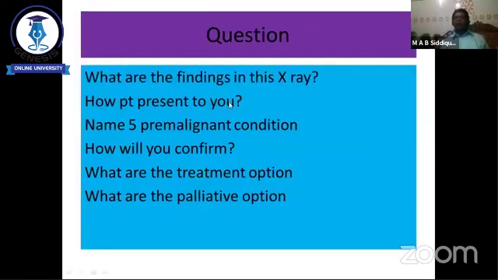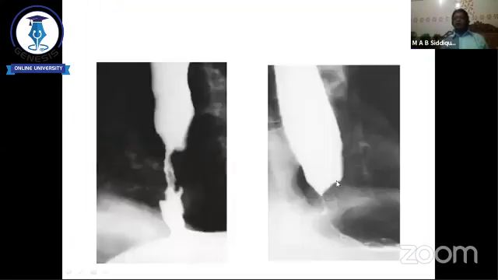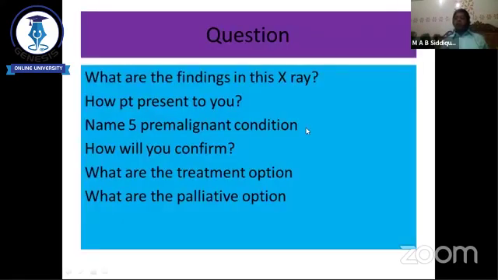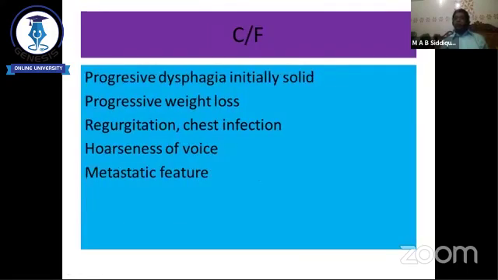So what are the findings of this X-ray? There is a distended esophagus with an irregular narrow margin on one side. And in this X-ray there is a shouldering effect, and also the apple core appearance, irregular filling defect. So these are the radiological findings of carcinoma esophagus, and it is differentiated from achalasia cardia.